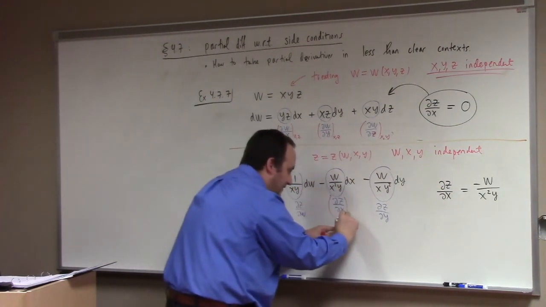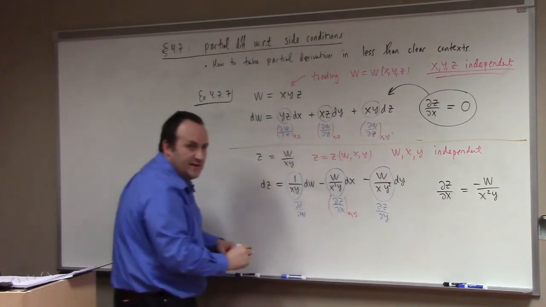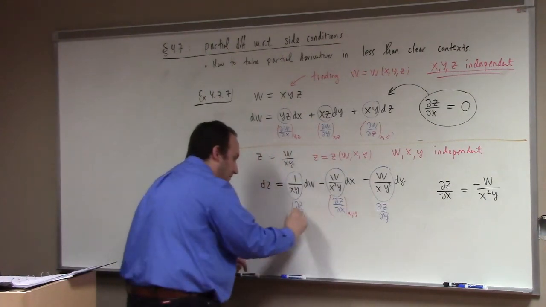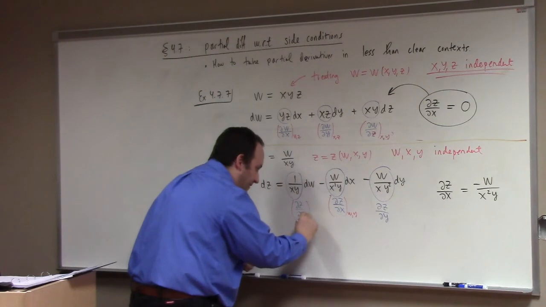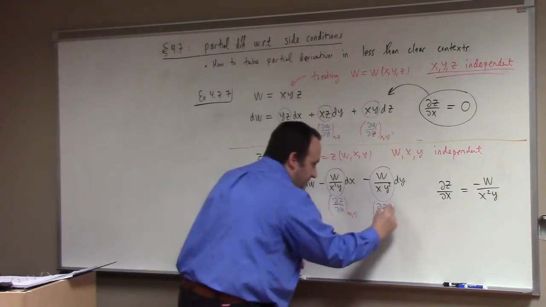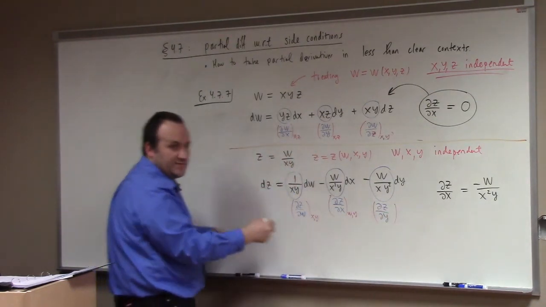You see, I just have to fess up to what else I'm holding constant while I'm taking these partial derivatives. This is partial z partial w holding x and y fixed. This is partial z partial y holding w and x fixed. All right?